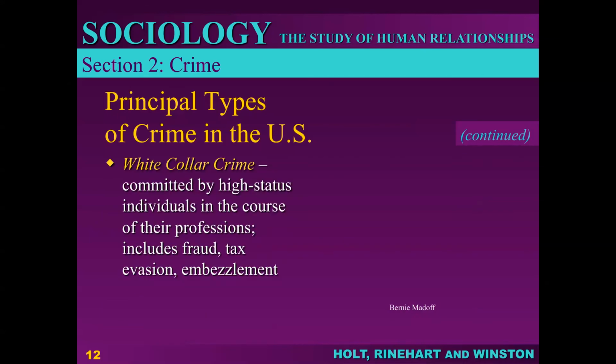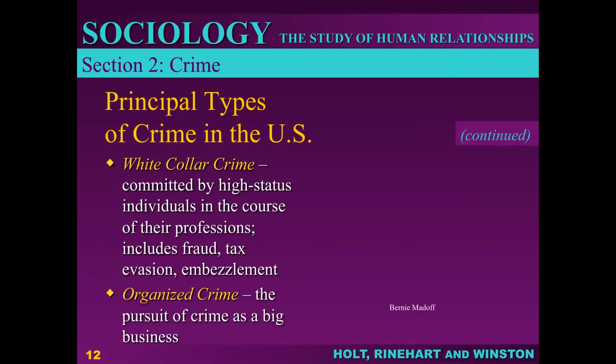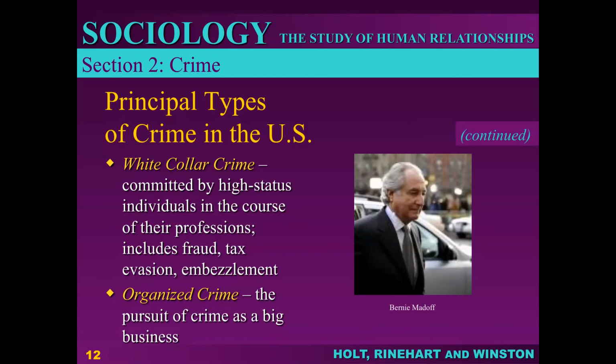The fourth principal type of crime in the United States is white-collar crime, and this is committed by high-status individuals in the course of their professions, which would include fraud, tax evasion, and embezzlement. The last one is organized crime, and this is the pursuit of crime as a big business. Now you see this name here, Bernie Madoff. Bernie Madoff committed white-collar crime.